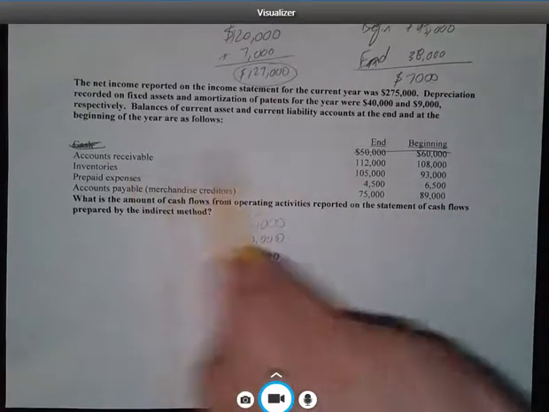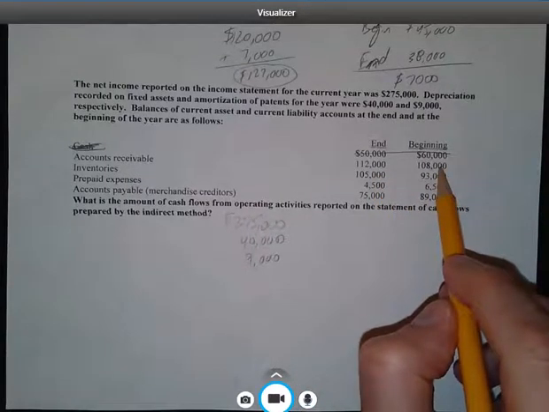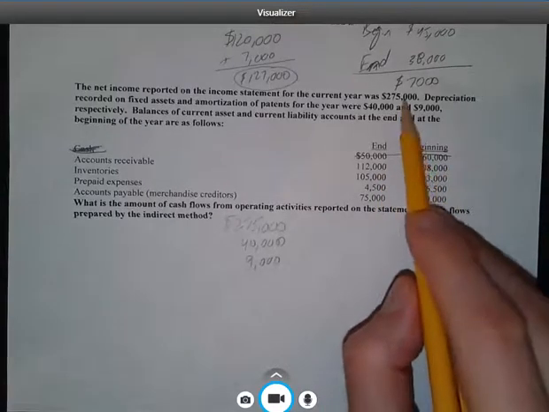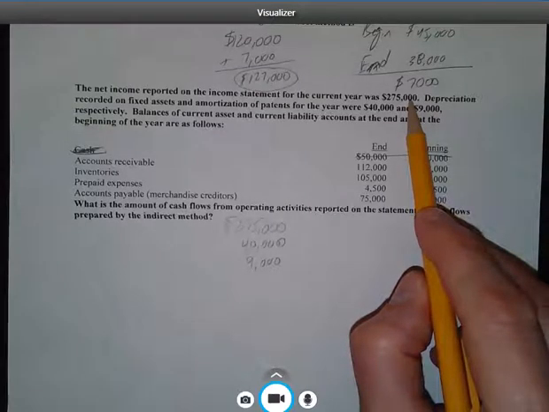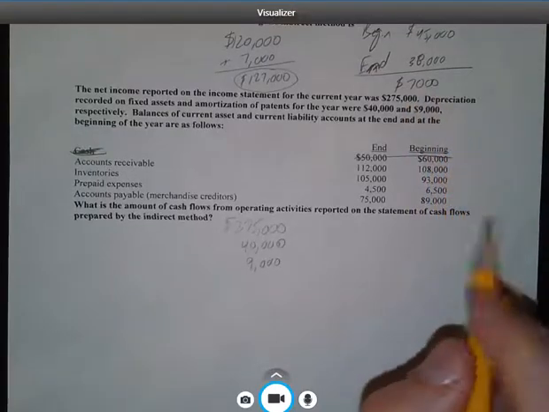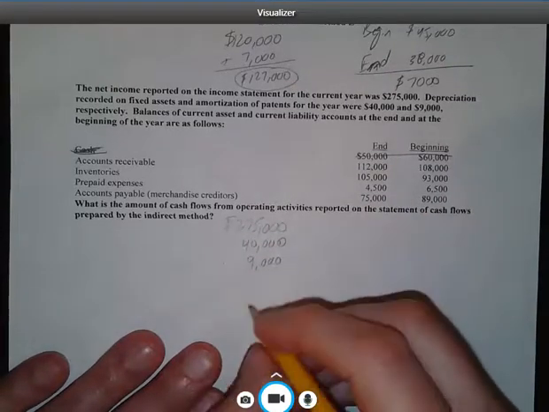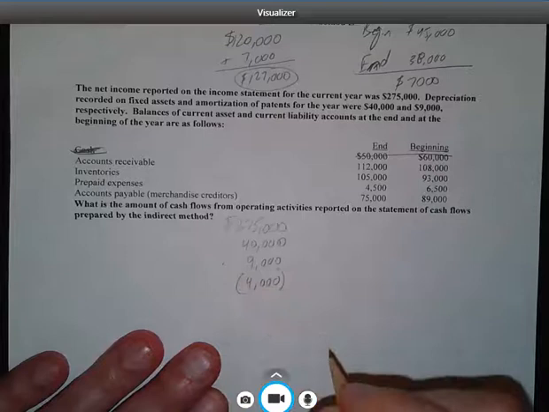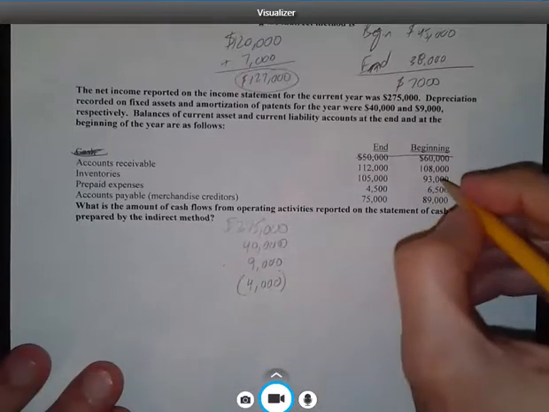Now, look here what it says. Accounts receivable ended 112,000, began 108,000. So what that means is there's a net of $4,000 that had a positive impact on net income, contributed to this $275,000 net income, that we have not yet actually received in cash. So we're going to put this $4,000 here, but I'm going to put it in parentheses because it's a negative number. Okay.